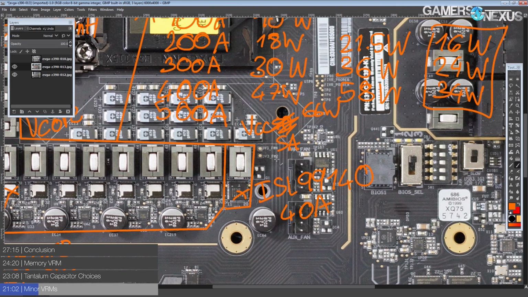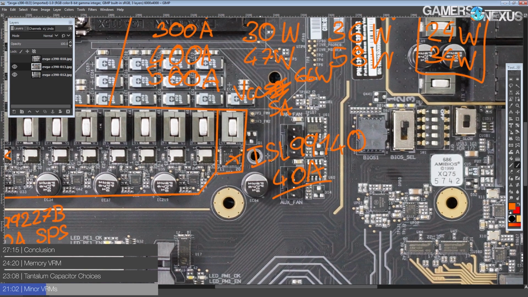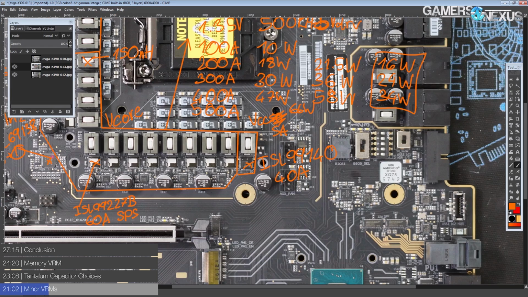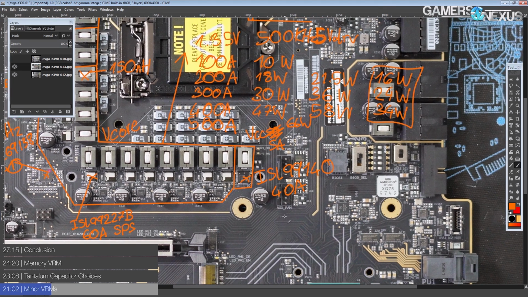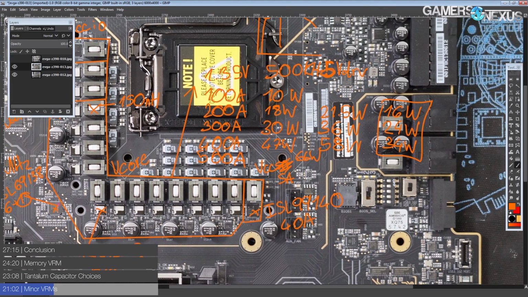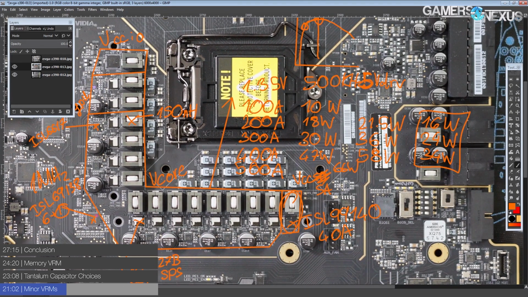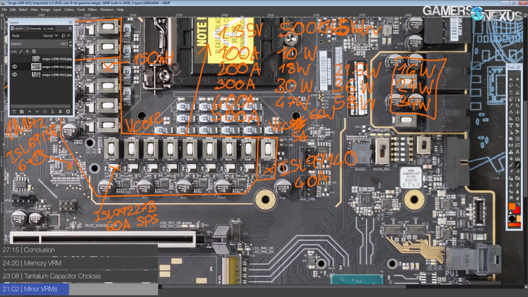System Agent doesn't pull a whole lot of current ever, so this is actually perfectly adequate for powering the System Agent. Absolutely no problem with that. In fact, it's rather overkill. Quite frankly, it wouldn't need a heatsink if they didn't put it under the VRM heatsink that the Vcore VRM has. It doesn't need its own one, like if they moved this phase up here or something.